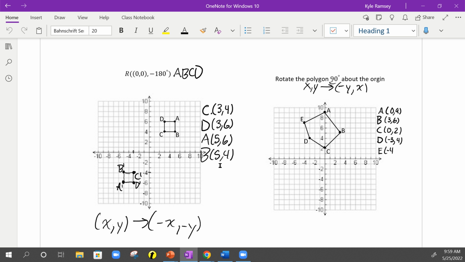Now we just need to apply it. Swap the two and take the opposite. So 0, 9 becomes 9, 0. Take the opposite, negative 9, 0. 3, 6 becomes 6, 3. Take the opposite of the first, negative 6, positive 3. 0, 2 becomes 2, 0. Take the opposite of the first, negative 2, 0. Negative 3, 4 becomes 4, negative 3, or negative 4, negative 3, by taking the opposite of the first. Negative 4, 7 becomes 7, negative 4, or negative 7, negative 4.